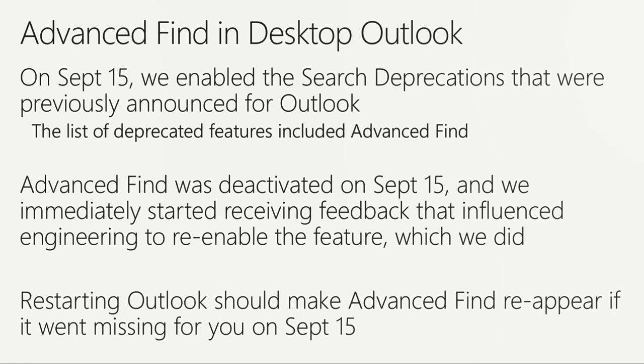Next thing I want to talk about is Advanced Find in Desktop Outlook. On September 15th, we enabled some search deprecations that we had forecasted for you, and one of those things was turning off Advanced Find. So we deactivated it on September 15th, and immediately got feedback that, no, this was not a good idea. We needed to turn that back on. So we did actually listen to that feedback, take it to heart, and we did end up re-enabling the feature and turning it back on for you. So if it's gone missing for you, simply restart Outlook, and it should show back up for you after that.